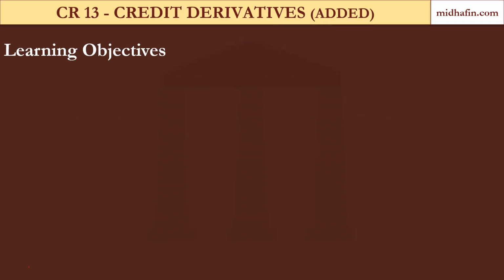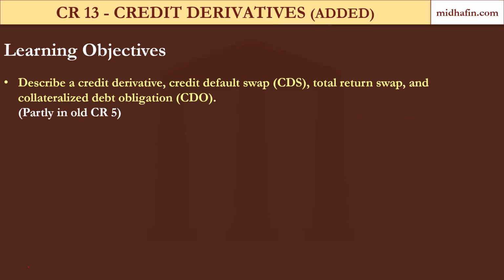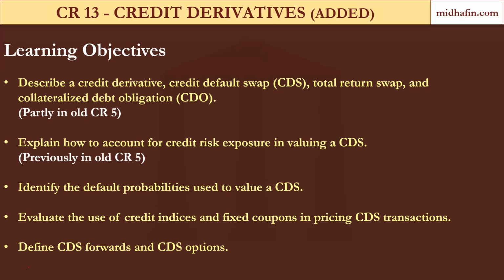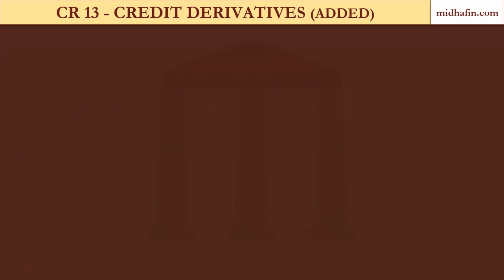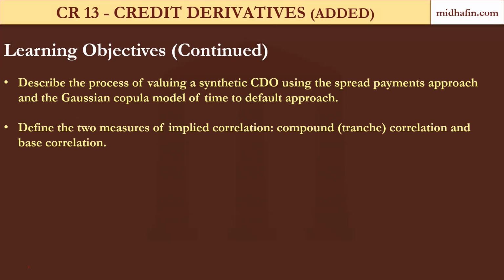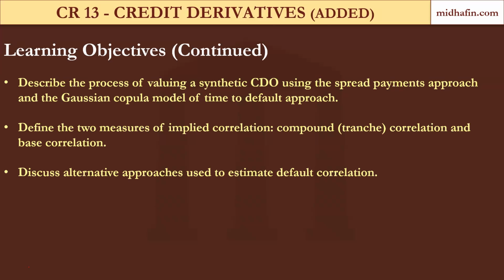Then you have another chapter, credit derivatives. This is also taking some of the learning objectives from CR5, because if you remember, the name of the CR5 chapter itself was credit risk and credit derivatives. So some of the learning objectives have been covered in this chapter. So CDS, CDO, CDS again, then default probabilities to value a CDS, credit indices, fixed coupons, CDS forward, CDS options. CDS has been covered extensively over here. Then synthetic CDO valuation, two measures of implied correlation: compound correlation and base correlation. This, I think, has been introduced for the first time. Alternative approaches to estimate correlation.